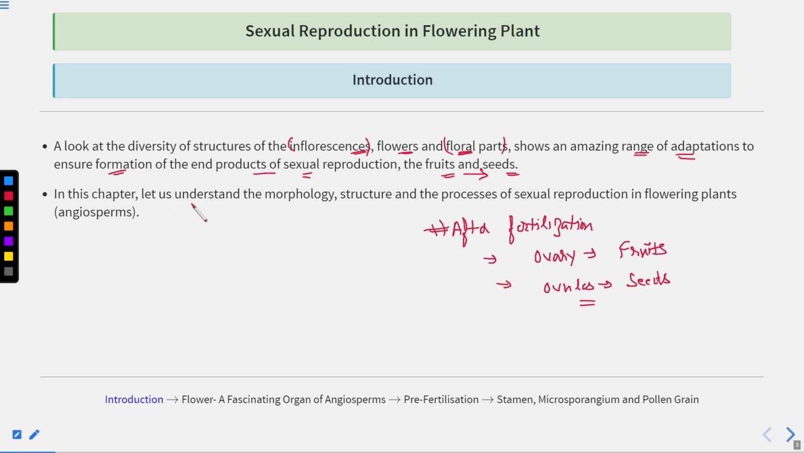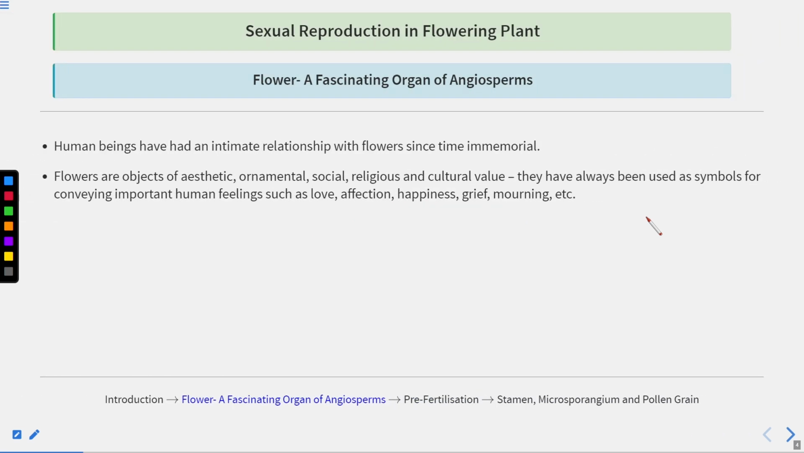Now in this chapter, let us understand the morphology, structure, and the process of sexual reproduction in the flowering plants. We'll study about the morphology, structure, as well as the sexual reproduction in the flowering plants, which are known as the angiosperms.